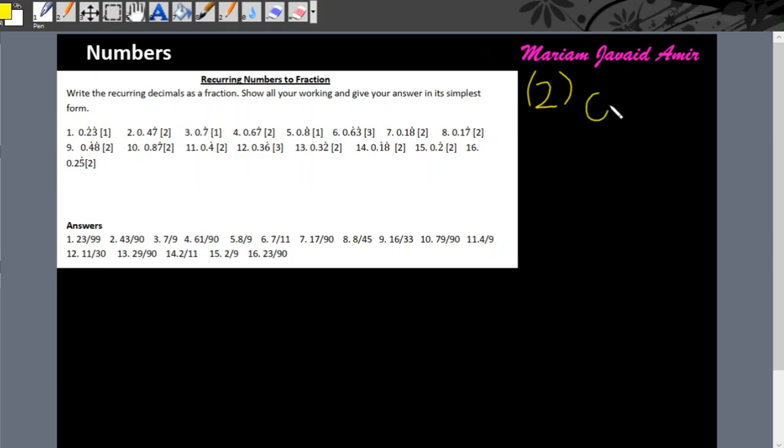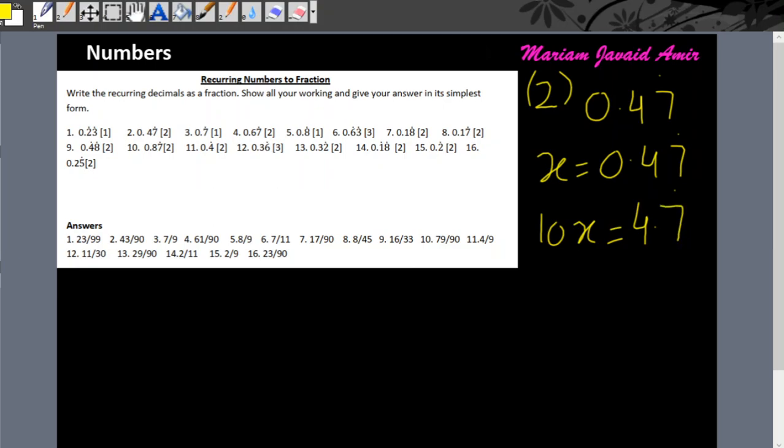Now the number is 0.47. Only 7 has a dot on it, so that means this is 0.47777, where only 7 is recurring. So let's say x equals 0.477777. Let's write 10x. 10x will be equal to this number multiplied by 10, so 4.7 recurring.